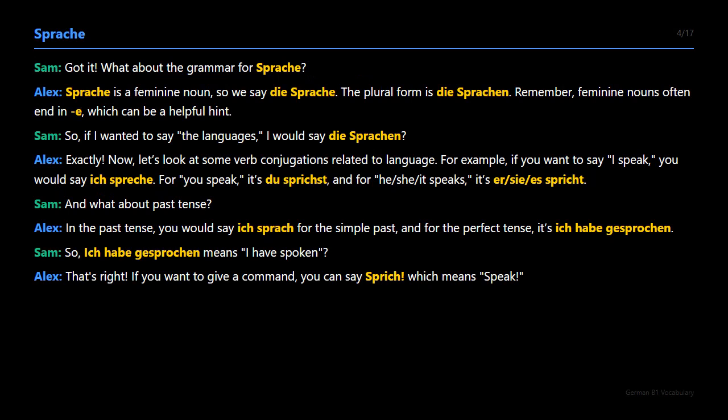And what about past tense? In the past tense, you would say ich sprach for the simple past, and for the perfect tense, it's ich habe gesprochen. Ich habe gesprochen means I have spoken. That's right. If you want to give a command, you can say sprich, which means speak. That's really helpful.